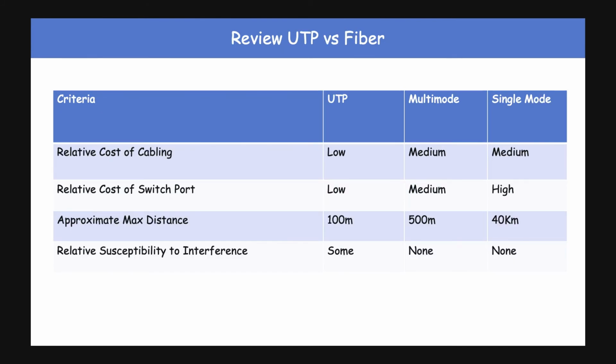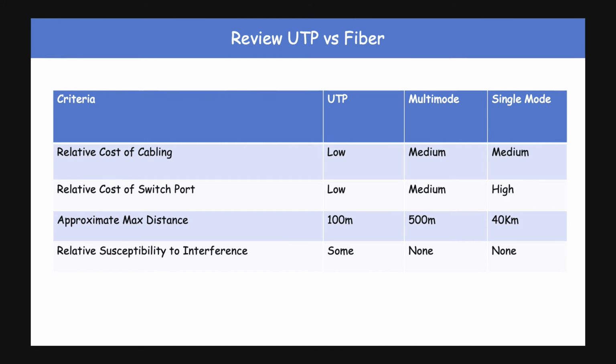Let's review what we learned in today's video by comparing UTP with both types of fiber optic cables. There is a trade-off between cost of cabling solution, distance and performance. Cost of UTP cable is low, but they are susceptible to interference and can be used for distances up to 100 meters only. Whereas fiber optic cabling solutions are costly compared to UTP, with single mode being the most expensive cabling solution.